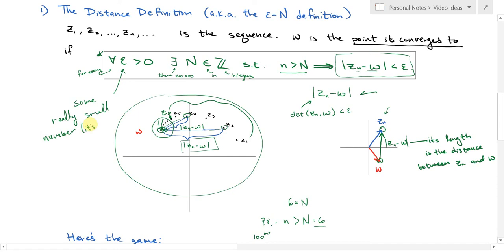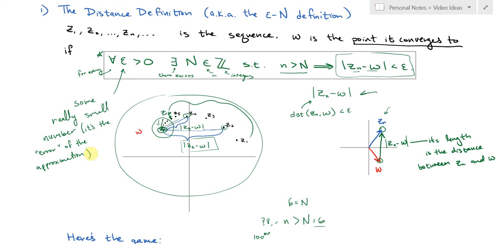I guess that's why they use the letter epsilon. It's the Greek letter for E. It's the error of the approximation, where I guess we're thinking of the Z sub n's, that sequence of points, as approximations to the point W. It's the error. It's supposed to be, how far off are we? And basically, if I'm going to say that the sequence converges to it, then we shouldn't be very far off.